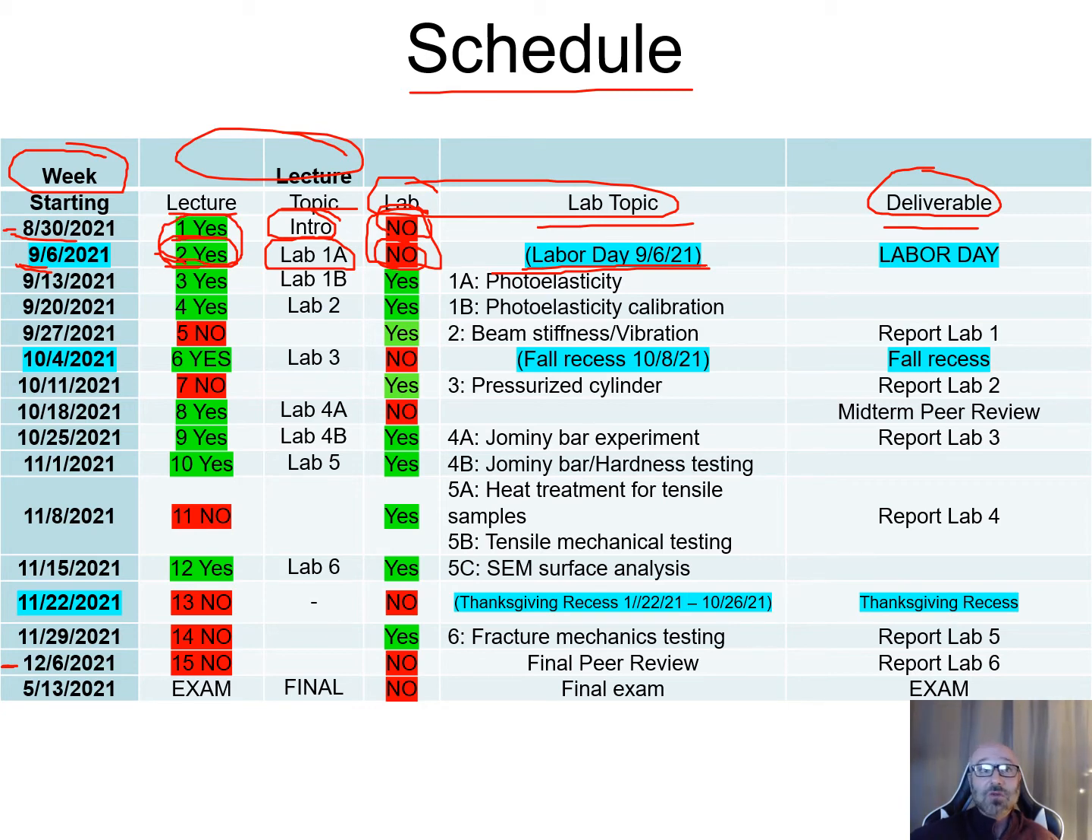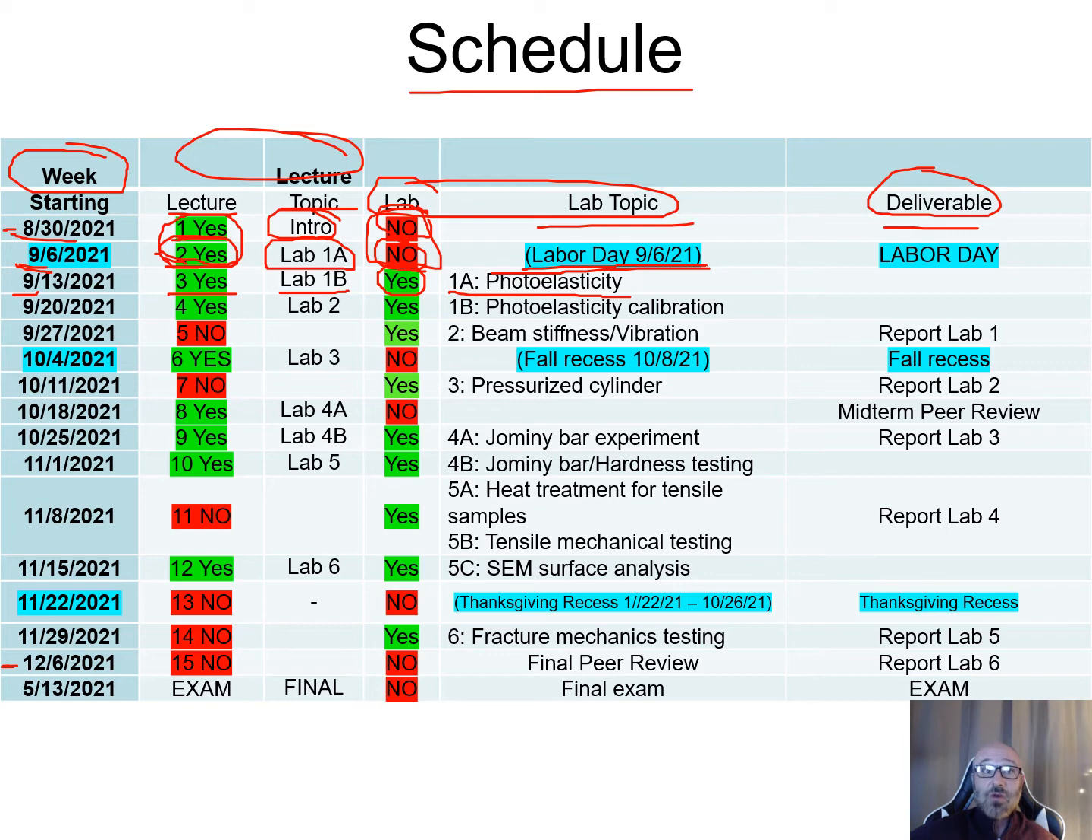Now, as we move on to week 3, module 3, starting September 13th, yes, there is going to be a lecture, and for the topic we're going to take a look at the material for Lab 1B. Now we are going to have our first in-person hands-on laboratory experiment this week, module 3, week 3, and this is going to cover the experiment for Lab 1A dealing with photoelasticity.